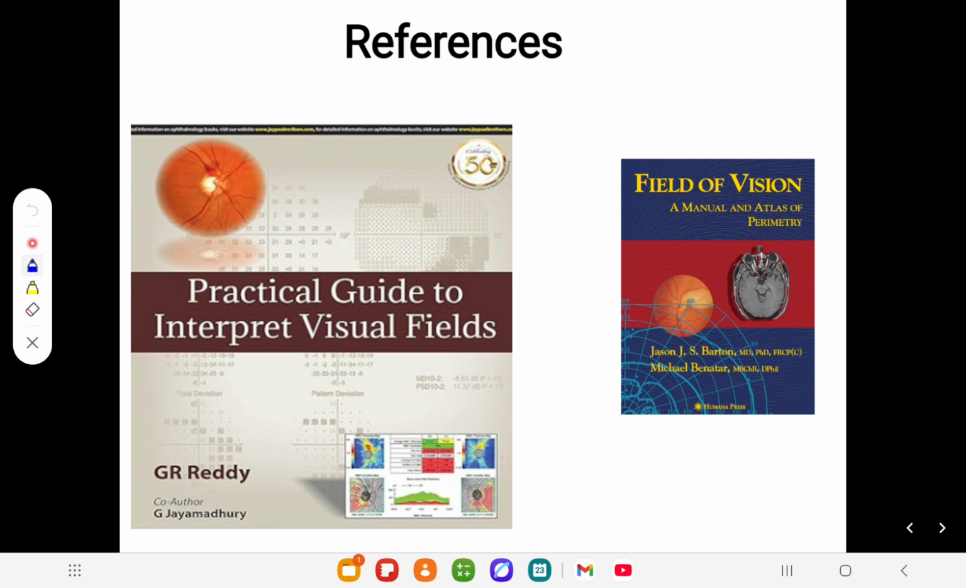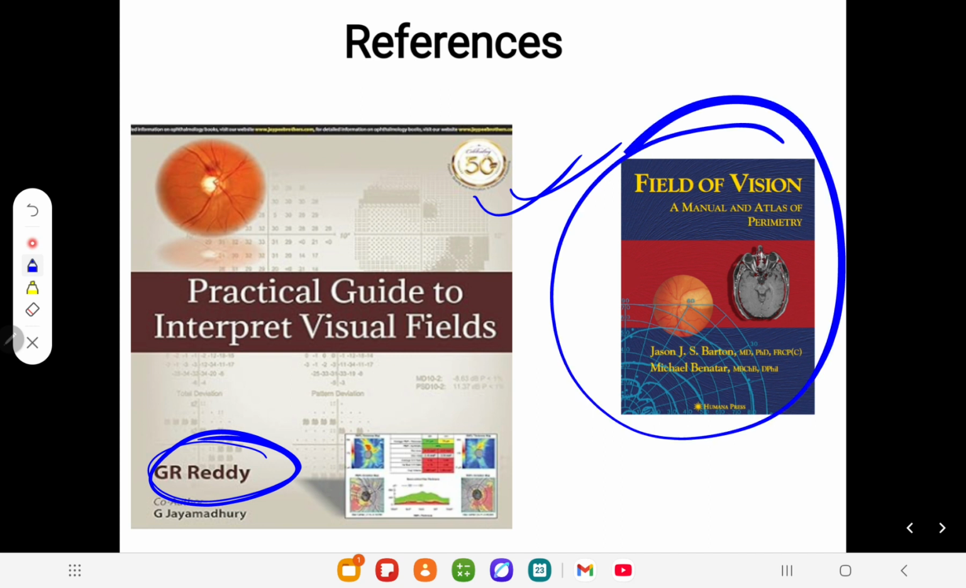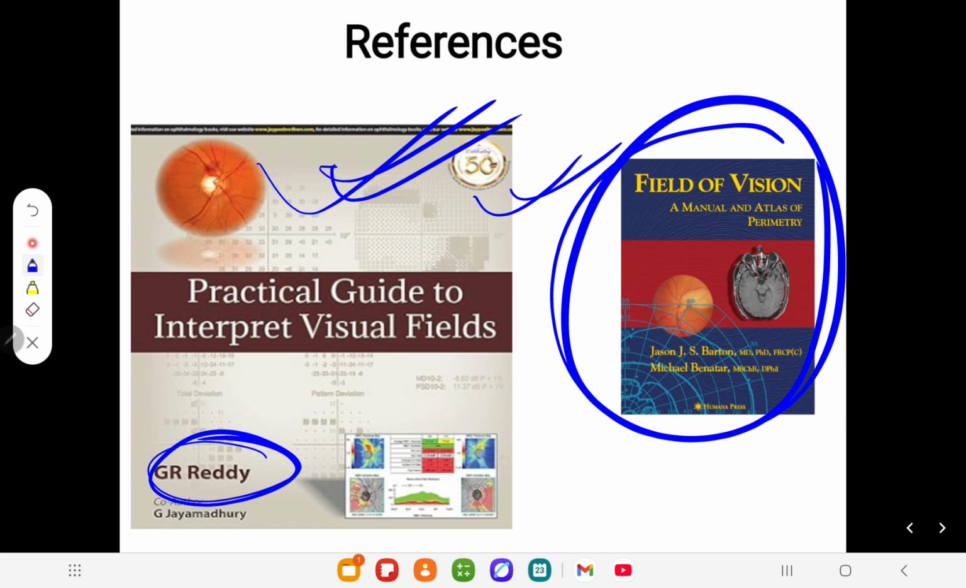I have taken a lot of reference from G.R. Reddy, and this is the book. Just grab this book and read it if you are into visual fields. And this is another great book. Just read this book if you want to be good with Humphrey visual field.